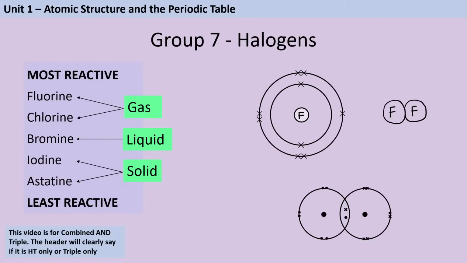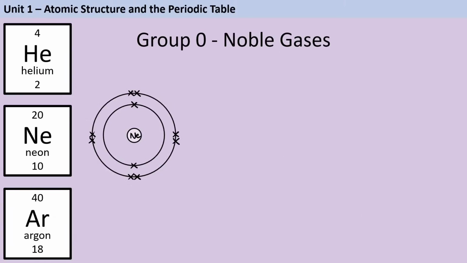Okay, so in terms of their states, as we go down the group, the atoms get larger, and therefore the molecules that they're made into get larger, and therefore the weak intermolecular forces between them get stronger. That means that whereas fluorine and chlorine are gases, bromine is a liquid, and iodine and astatine are solids.